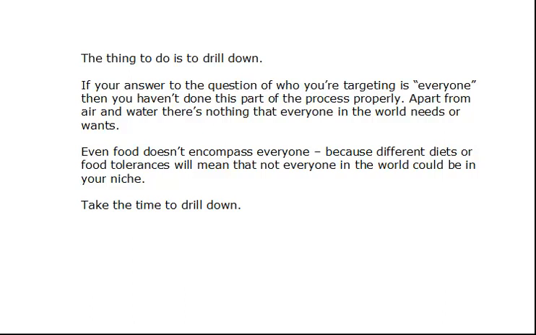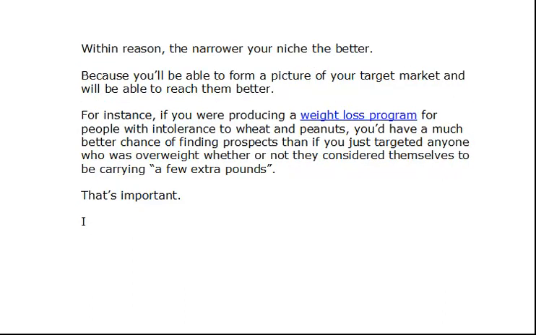It's worth doing. And within reason, the narrower your niche, the better, because you'll be able to form a picture of your target market, and that means you'll be able to reach them better. For instance, if you're producing a weight loss program for people with an intolerance to wheat and peanuts, you'd have a much better chance of finding prospects than if you just targeted everyone who is overweight, whether or not they consider themselves to be carrying a few extra pounds. And that side of things is important.